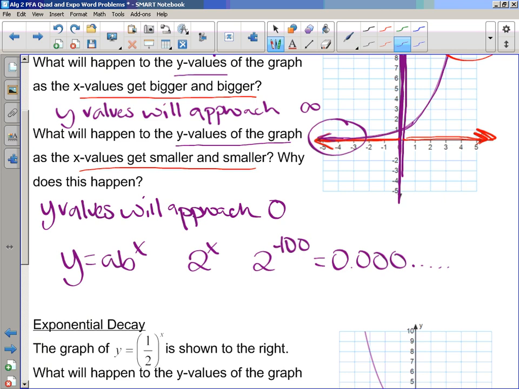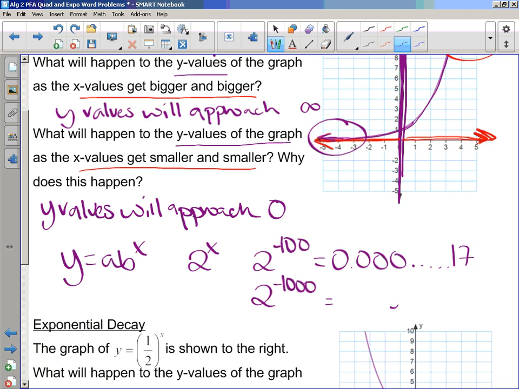I have no idea what this would be. Let's just say it's 0.000, quite a few zeros and 17. So it's really, really close to 0, but doesn't quite touch it. If I looked even further out, negative 1,000, the answer is still not going to be negative or 0.